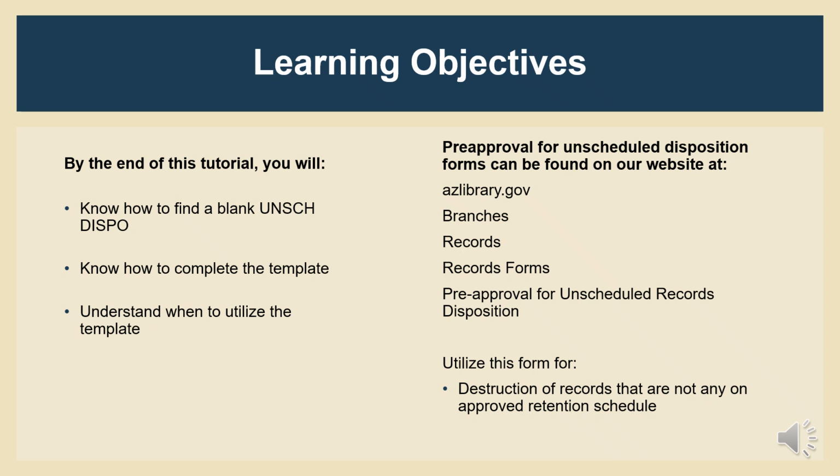To find the unscheduled dispo form, you will navigate to our website at azlibrary.gov. Navigate to Branches, Records, Records Forms, and find the Pre-Approval for Unscheduled Records Disposition link. Utilize this form for destruction of records that are not on any approved retention schedule.